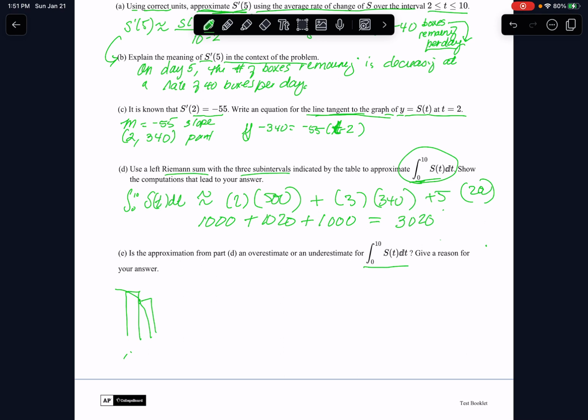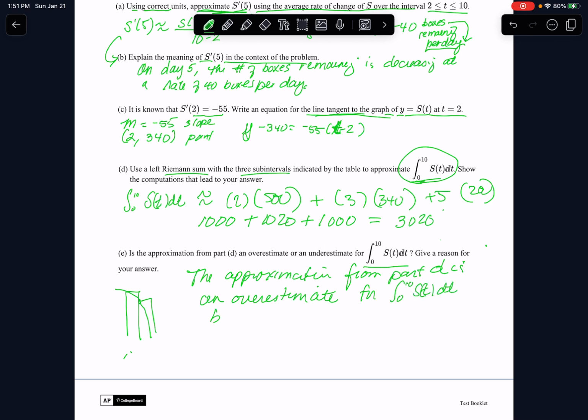So let's answer the question. The approximation from part D is an overestimate for 0 to 10 of capital S of t dt because S of t is decreasing and we used a left Riemann sum. There we go. All right, there's more to this.